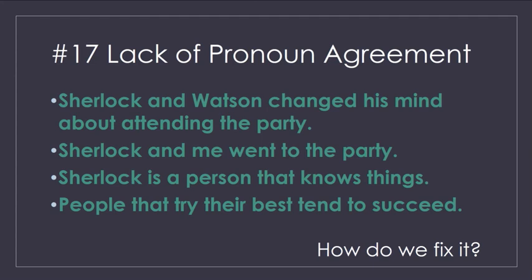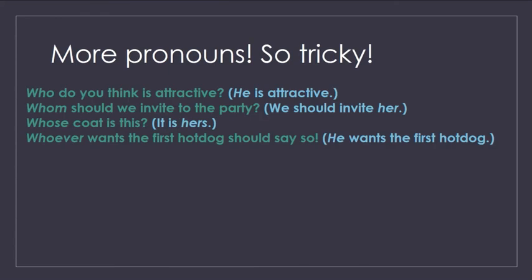Another "who" issue has to do with choosing between the different plural, singular, subject, possessive, and object forms of "who" when asking a question. To help you clearly decide on which form to use, rephrase the sentence to use him, her, he, she, or his, hers. For example, "Who do you think is attractive?" "He is attractive." "Whom do you think we should invite to the party?" "We should invite her." "Whose coat is this?" "It is hers." "Whoever wants the first hot dog should say so." "He wants the first hot dog."